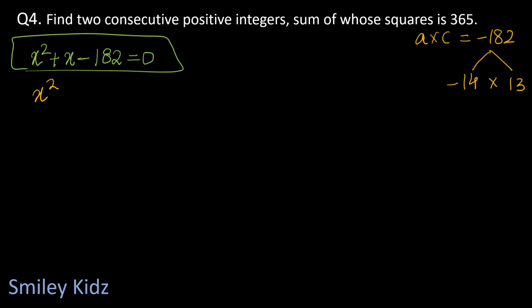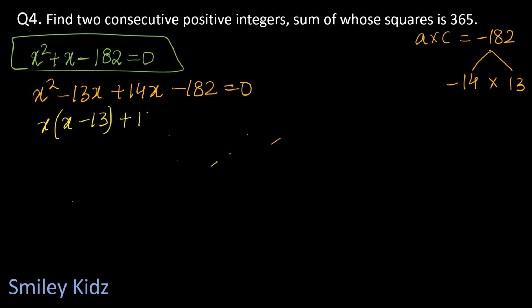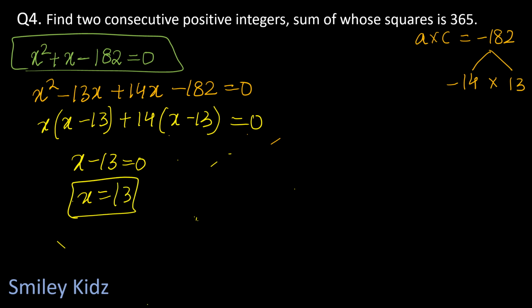This is going to be x square minus 13x plus 14x minus 182 equals 0. Now I'm going to take something common out of both the terms. We have x square minus 13x, in that we have x common, so x into (x minus 13) plus 14 into (x minus 13) equals 0. Now x minus 13 equals 0, x is equal to 13, right? And x plus 14 equals 0, x is equal to minus 14.